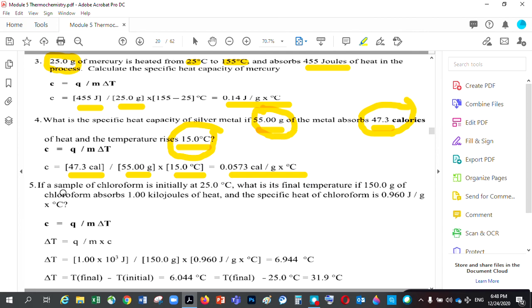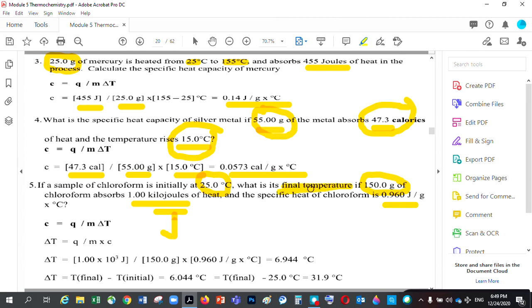Another example here: if a sample of chloroform is initially at 25 degrees, what is the final temperature? Now we have the mass, this is T initial, and this is the amount of Q in kilojoules. Watch out. And the specific heat of chloroform is in joules. So whenever you have joules and kilojoules, the kilojoules has to be converted into joules immediately, because the specific heat here is in joule per gram degree Celsius. So set up the whole thing, and what is really asked here? What is the final temperature?